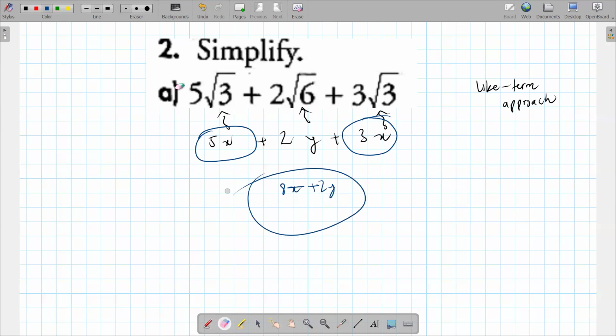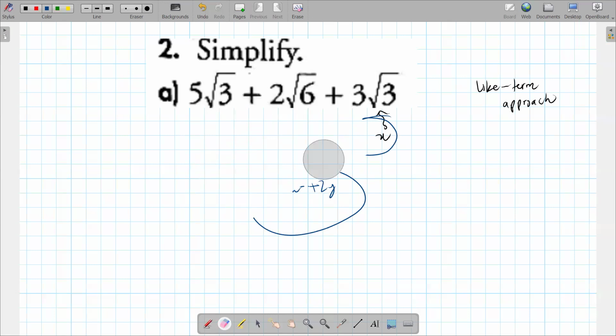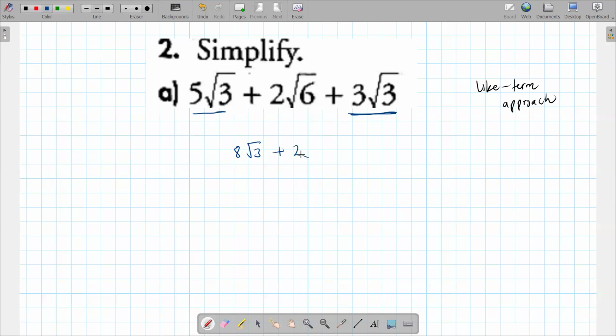Same idea here. The final answer is going to be 8 root 3 because those root 3's, you can treat them as x's. So these two are like terms. So it'll be 8 root 3, okay, plus 2 root 6. And that's the final answer.